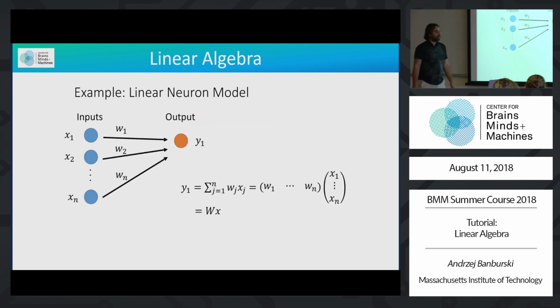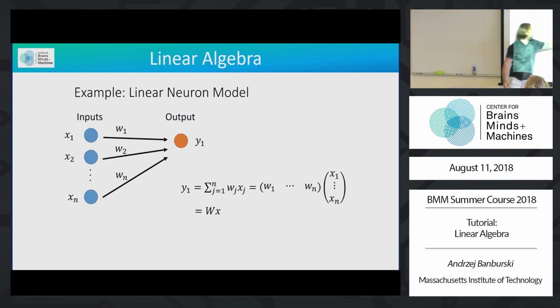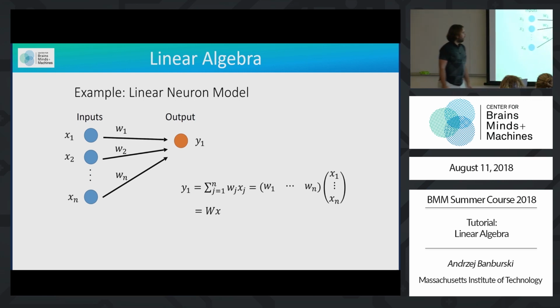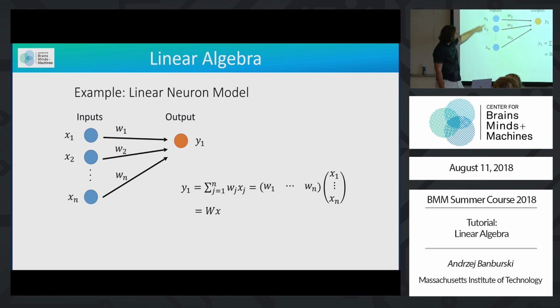But we can immediately get to something that is actually applicable to, say, machine learning. This is an example of a simple linear neuron model, or perceptron, in which you have an output, and say this output is just one number. You have some inputs x1 to xn. Then this output is just the multiplication of x1 through xn times the weights w1 to wn. And this is just an inner product between a vector x and a vector w.